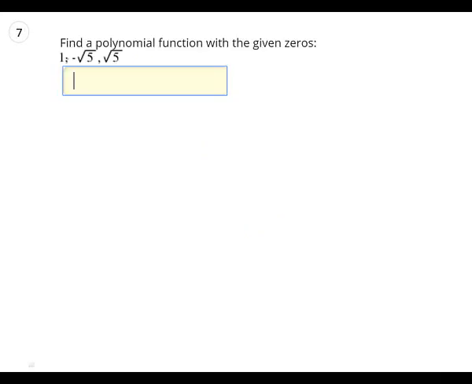So find a polynomial function with the given zeros. I'm going to start by setting these all equal to x. So basically I'm reversing the zero product property and all of that, okay? I'm going to write it as a product of linear factors. I'm going to move them all over. I'm not going to set them equal to 0. I'm just going to go ahead and go for the product.